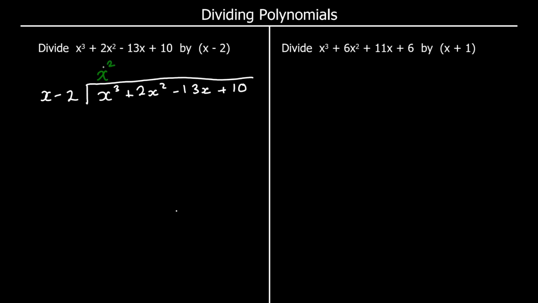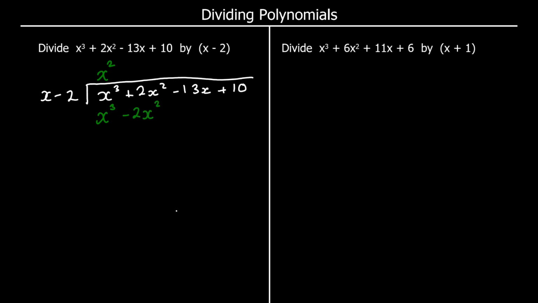x times x squared makes x cubed. Then we're going to times by the x squared. So x squared times both of these terms. X squared times x is x cubed. I'm writing it underneath my original.